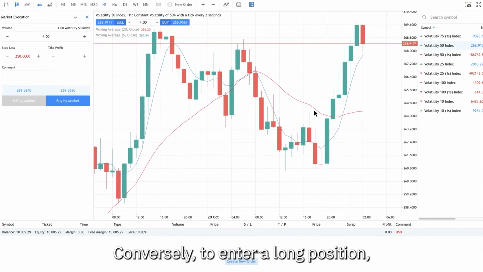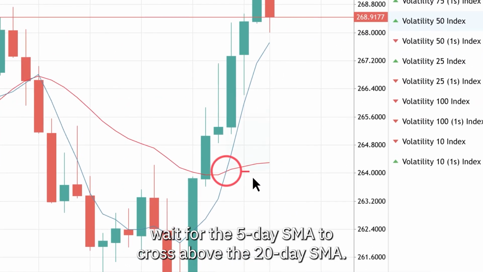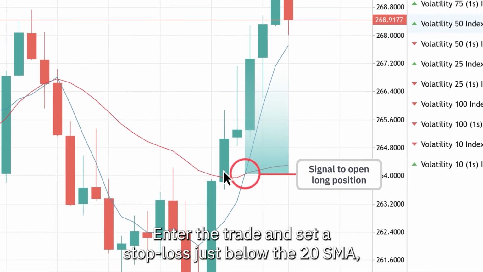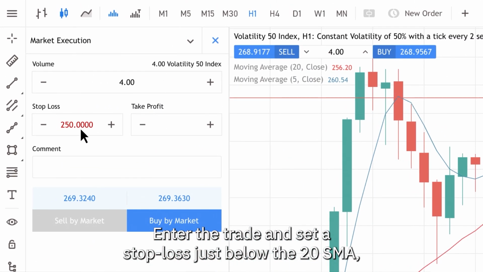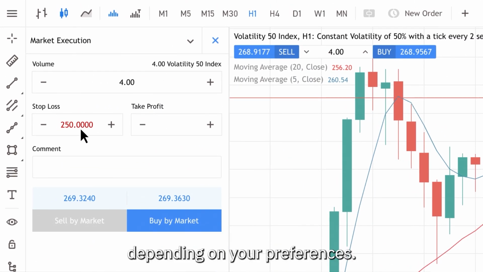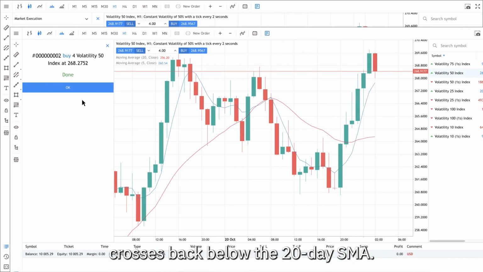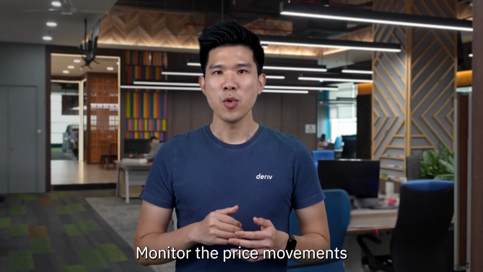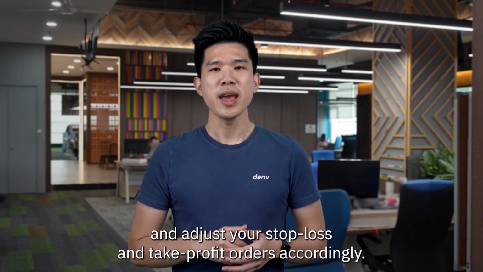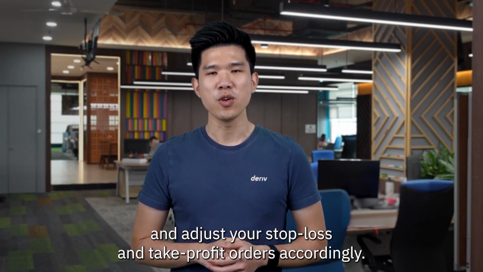Conversely, to enter a long position, wait for the 5-day SMA to cross above the 20-day SMA. Enter the trade and set the stop loss just below the 20 SMA, depending on your preferences. Take profit when the 5-day SMA crosses back below the 20-day SMA. Monitor the price movements and adjust your stop loss and take profit orders accordingly.